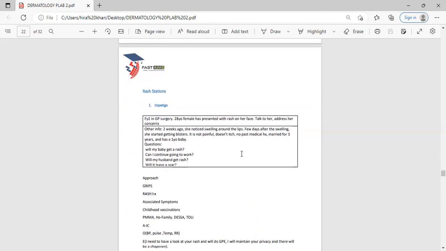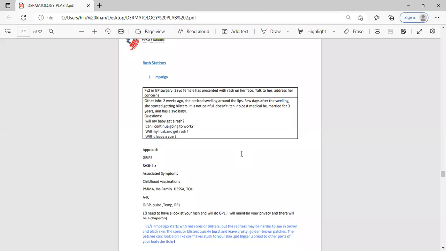So let's discuss the scenario. The rash station: impetigo. Your FY2 in the GP surgery, a 28-year-old female has presented with rash on her face. Talk to her and address her concerns. The patient info is, 2 weeks ago, she noticed swelling around the lips. A few days after the swelling, she started getting blisters. It is not painful. It is not itchy. No medical history. She is married for 3 years and has a 1-year-old baby. And she is asking, will my baby get a rash? Can I continue going to work? Will my husband get the rash? Will it leave a scar?